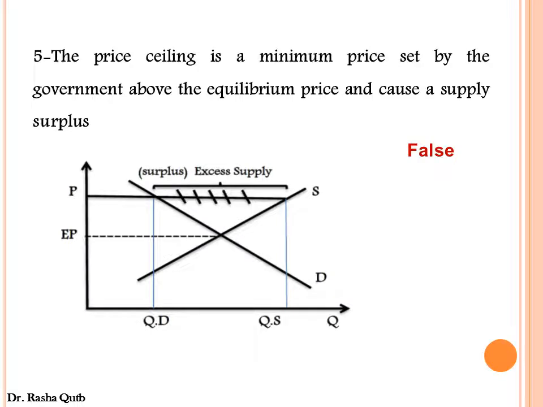So the correction of this sentence is that the price floor is a minimum price set by the government above the equilibrium price and causes a supply surplus, while the price ceiling is a maximum price set by the government below the equilibrium price and causes shortage.